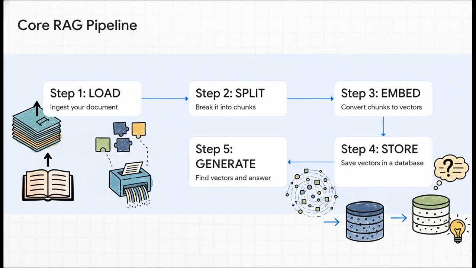First, you load your document. Easy enough. Then you split it into smaller, more manageable chunks. Next, and this is the magic part, the system embeds those chunks. That's a fancy way of saying it converts them into numbers called vectors. Think of it like turning words into coordinates on this giant map of meaning. After that, you store those vectors in a special database. And finally, when you ask a question, the system retrieves the most relevant vectors and uses them to generate an answer. It's a simple but incredibly powerful pipeline.